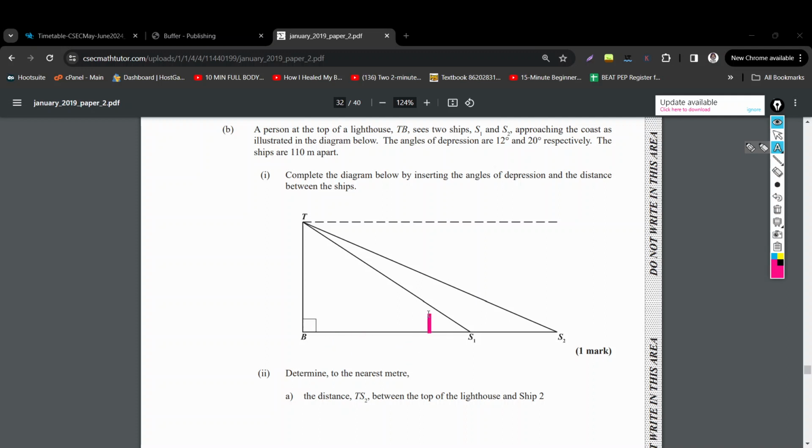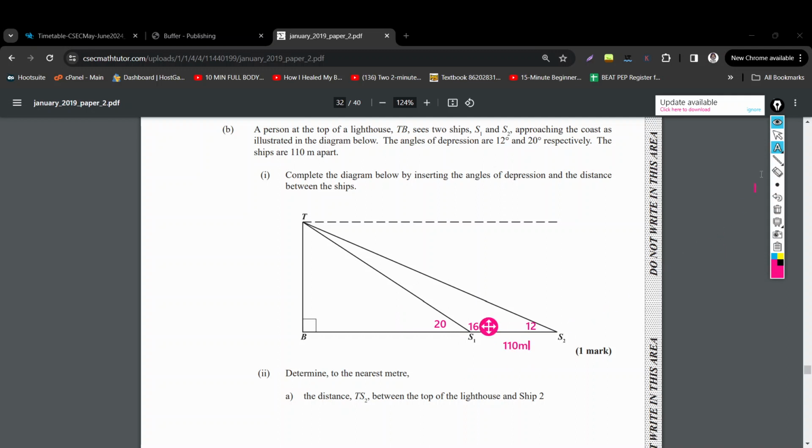All right, so that's pretty easy. Let me just put 20 here. So 20 is right here. 12 is a smaller angle, so 12 should be right here. And then this angle now is going to end up being 160 because it's on a straight line. And the distance they said was 110, so right here, this is going to be 110 meters.